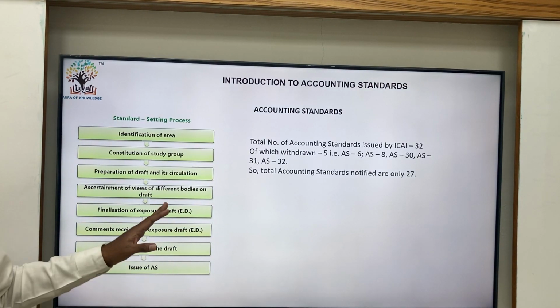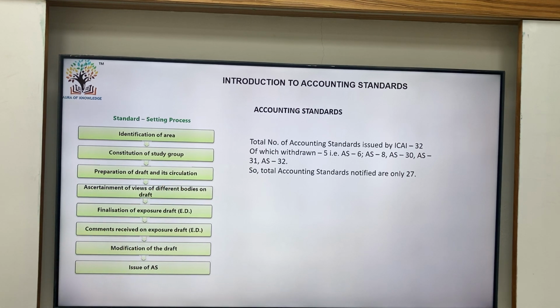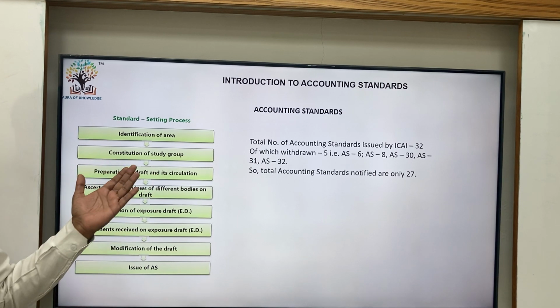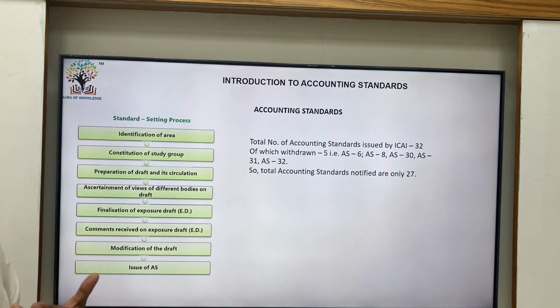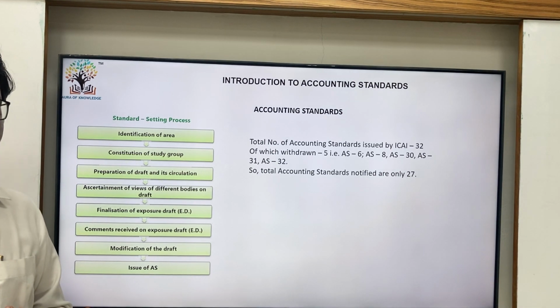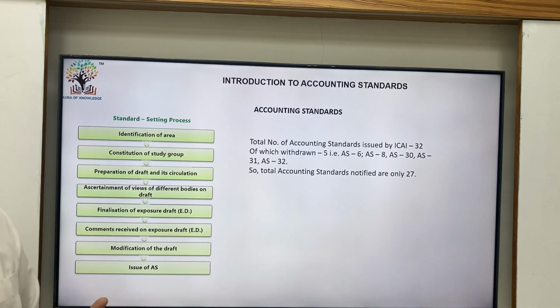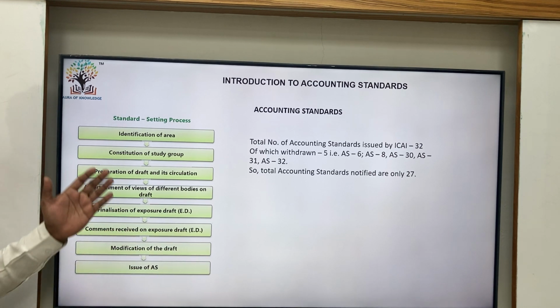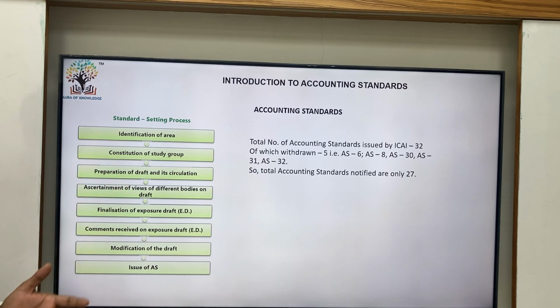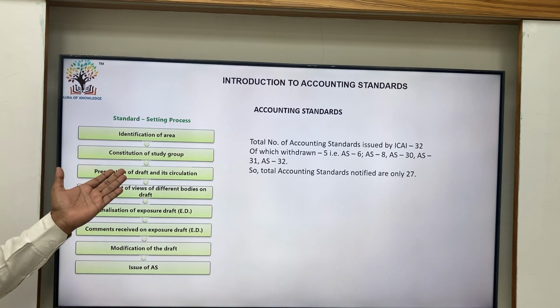And coming to how these accounting standards are issued by the Institute of Chartered Accountants of India, the process they follow starts with identification of the area. There may be industry bodies, ASSOCHAM, CII, that come up with a requirement to have some common kind of disclosure, or the Institute may think that a particular area requires a standard to be issued. So they will first identify the area where the standard is required, then they will constitute a study group.